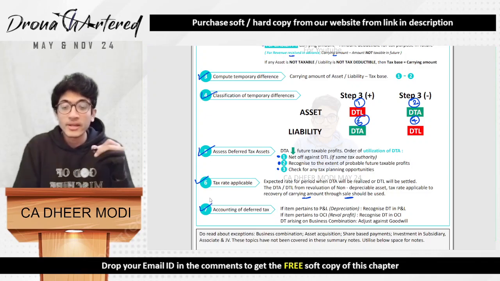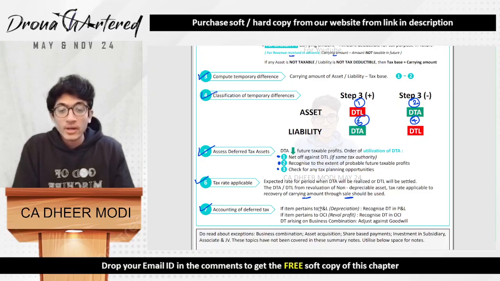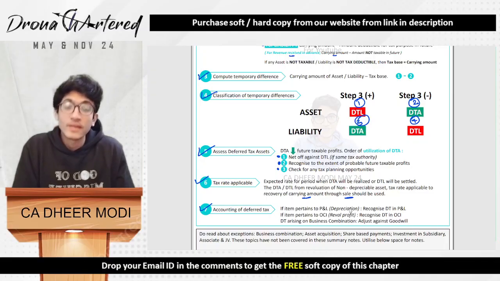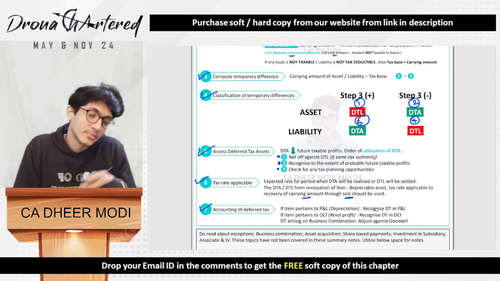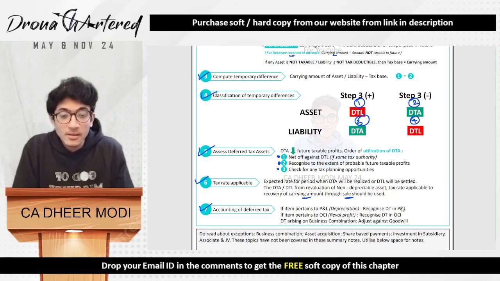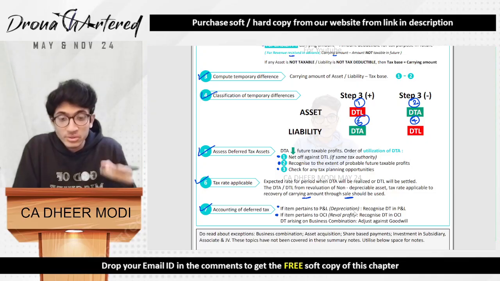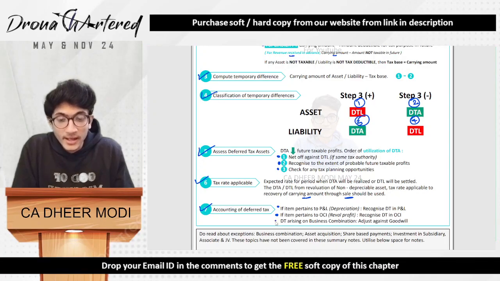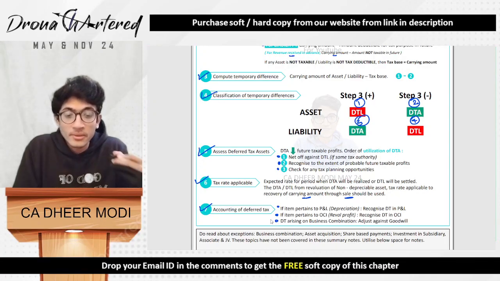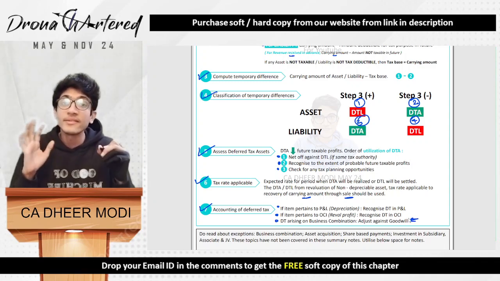And last is accounting of deferred tax. If your item pertains to P&L, say for example depreciation, you will recognize the deferred tax in P&L, whichever it is, asset or liability. If the item pertains to OCI, say for example revaluation profit, in such a case you will recognize the deferred tax in OCI. And last is deferred tax arising on business combination. Any deferred tax that arises on business combination will be adjusted against goodwill.